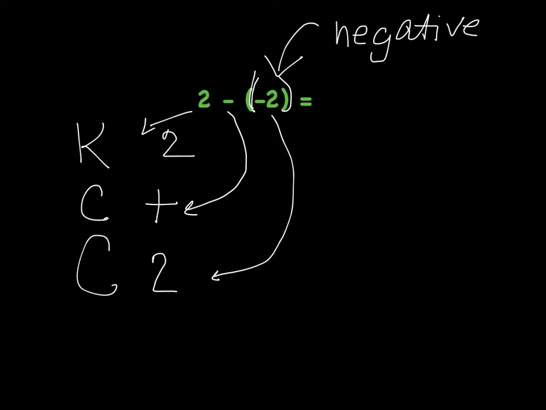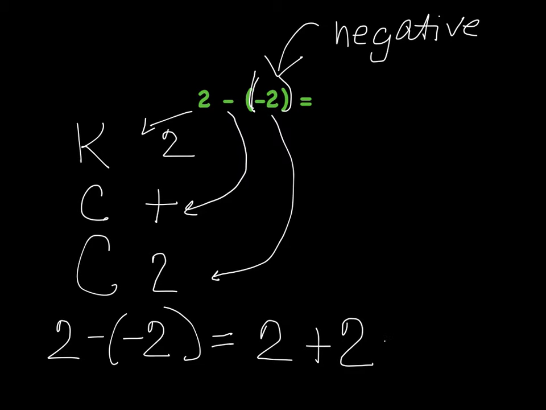So what we've done is take a subtraction problem of 2 minus negative 2, and we've translated that into an addition problem, which looks like 2 plus 2. And we know that 2 plus 2 equals 4.